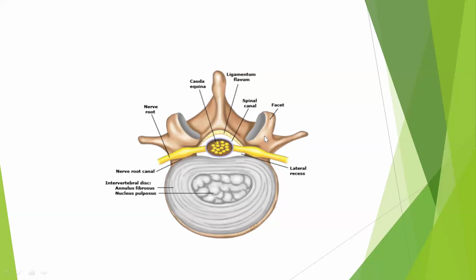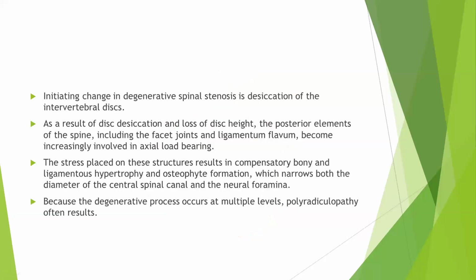It will be interesting to see how it happens pathophysiologically and what goes on to cause this stenosis. The very first process in the degenerative etiology is disc dehydration. When there is age-related disc dehydration, desiccation, there is a loss of disc height, and as a result, there is axial loading on all the posterior elements. By that we mean the facet joints. There is a constant stress on all these posterior elements. Due to that constant stress, they carry on getting hypertrophied, with osteophyte formation, and eventually overall narrowing of the diameter of the spinal canal. And because these degenerative processes involve multiple levels, often what we see in spinal stenosis is polyradiculopathy.